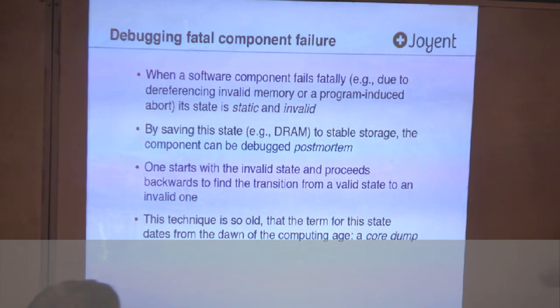I mean, people know a core is due to magnetic core memory. This is clearly from the ancient brain of computing, and a core dump contains a static state. It's all of our in-memory state. And we can learn a lot from a core dump.